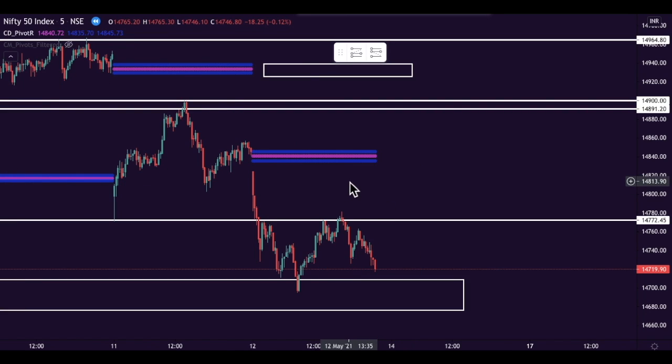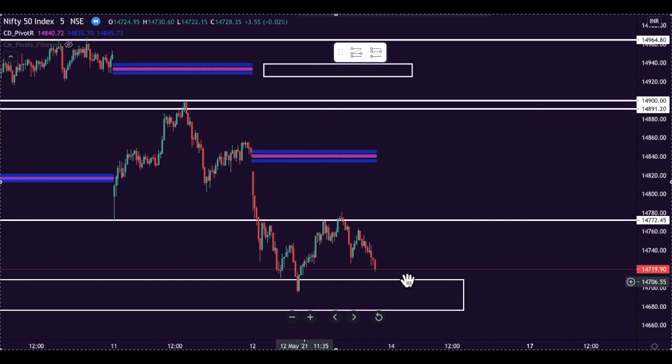Now if there is no virgin CPR in the last 5 days, then what? We do not mark. Okay, marking previous day high and low, we need to do it every day. If there is no virgin CPR in the last 5 days, we don't mark it. Alright, now let's look into other important key levels which we need to mark.